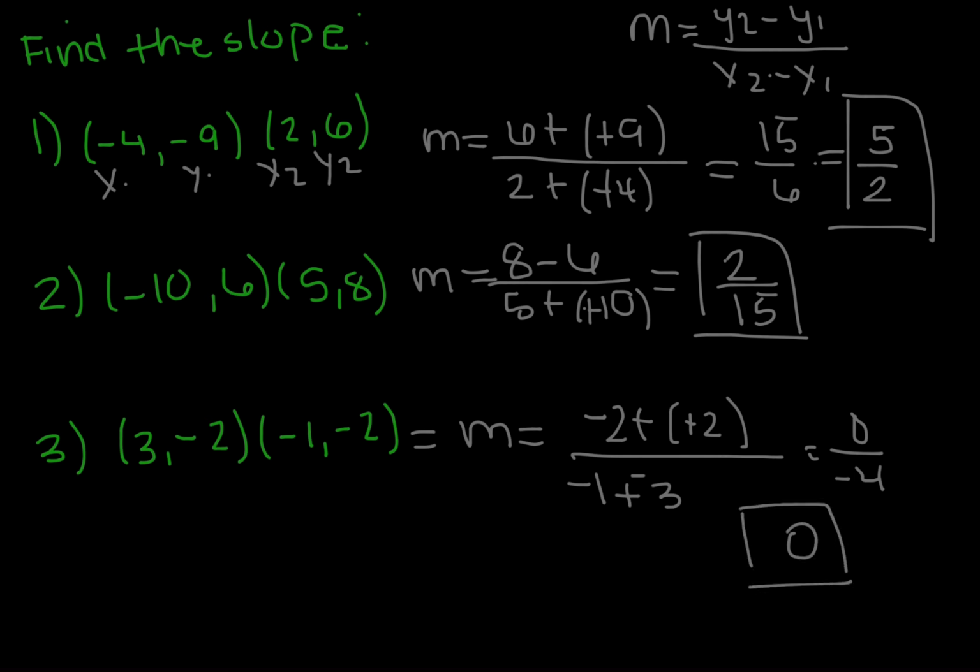Now, what I want you guys to remember, if you ever get a slope where, let's just say, -4 is on top and 0 is on the bottom, anytime you have a 0 in a denominator, which is the bottom of the fraction, it's always going to be undefined. So just keep that in mind.